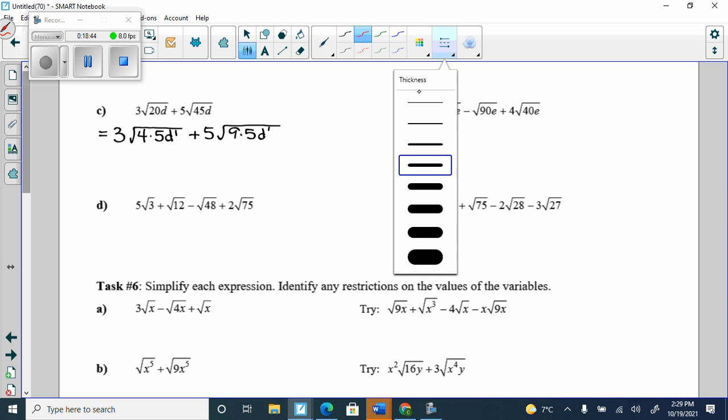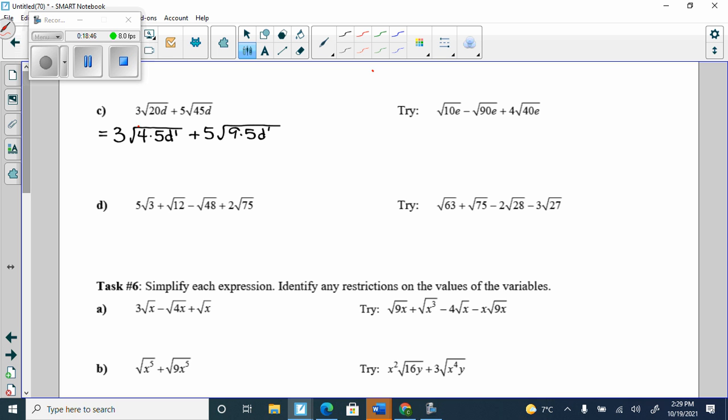Now, the 4 comes out as a what? A 2. So I'm left with 6 root 5d. And then the 9 comes out as a 3. And then I'm left with 15 root 5d.